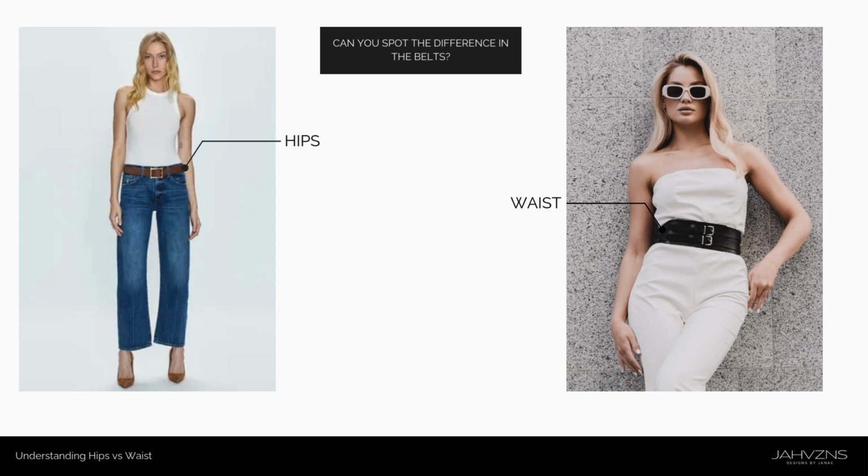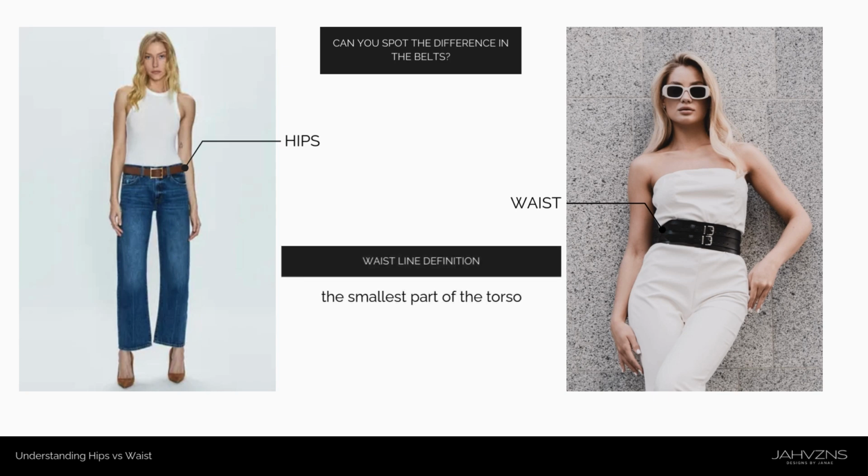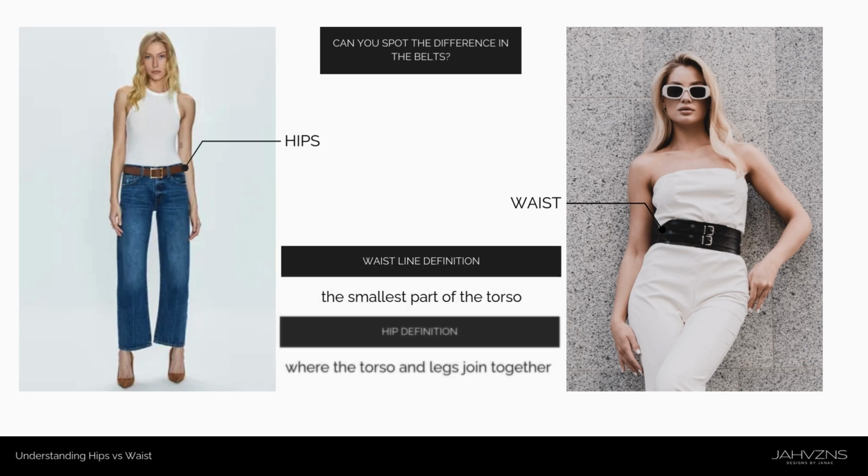Oftentimes, people confuse the waistline and the hip line, so here are some easy definitions to remember. The waist is the smallest part of your torso. You can check out my Fashion 101 video, Torso Lengths, by clicking the link in the top right corner. Your hips is where the torso and the legs are joined together. Another way to identify your hips is to see where your pelvic begins.